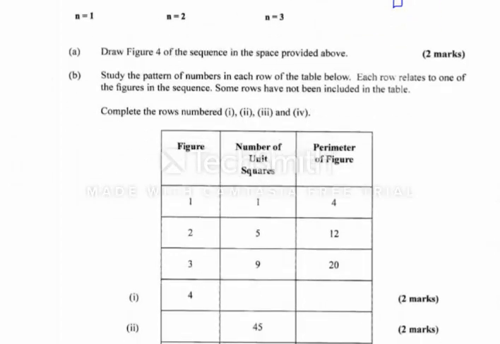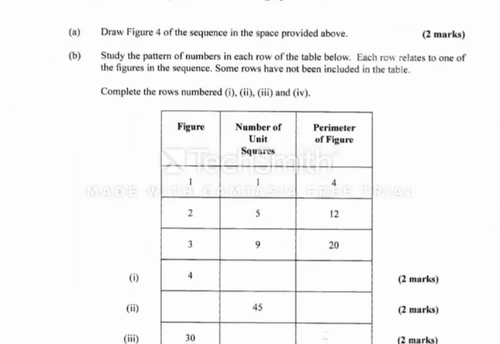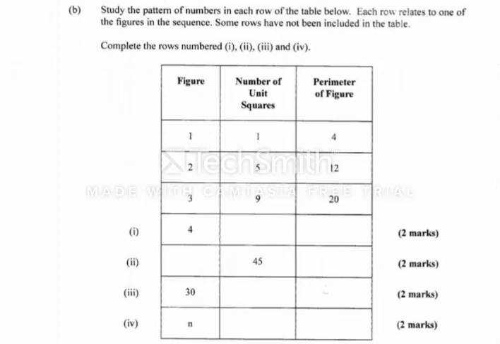All right, let's have a go at the rest of the question. Now, the B part of the question says we're to study the pattern of numbers in each row of the table below. Each row relates to one of the figures in the sequence. Some rows have not been included in the table. We're asked to complete the rows marked I and IV.